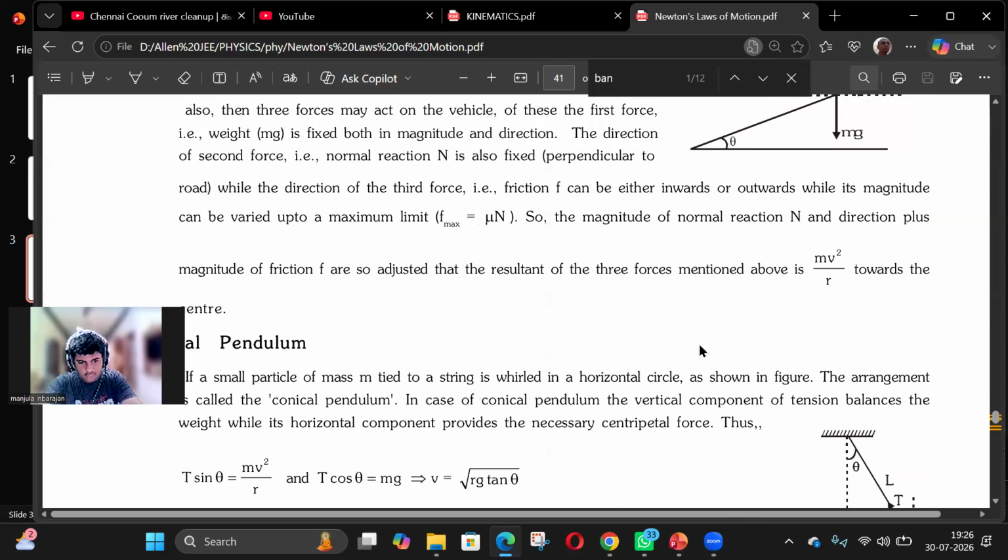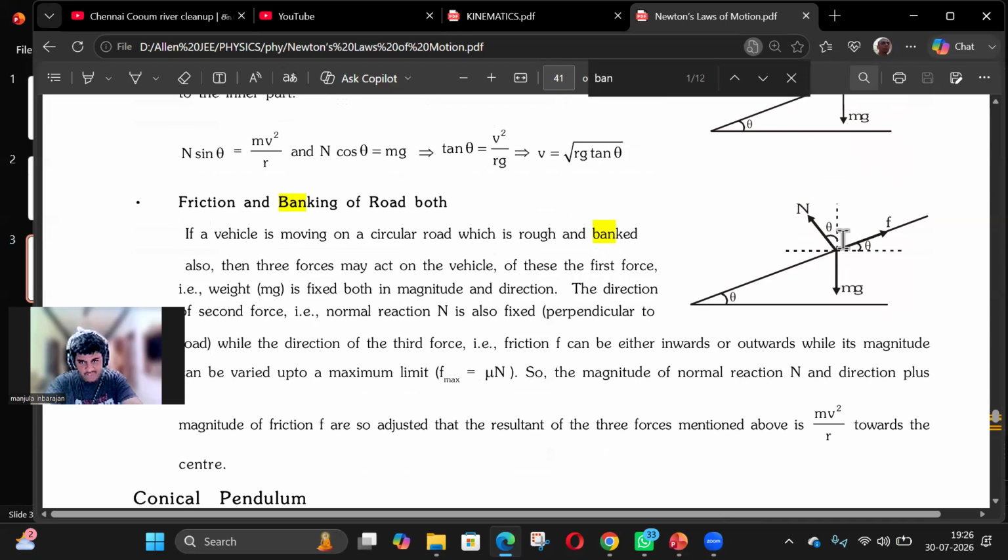See, now another thing is that the direction of this friction can change. If it is going too slow, then the car will try to slide down, right? Like an inclined plane motion. So the friction will be upwards. If the car is going too fast, then the vehicle will try to skid outwards, then the friction force will be downwards. So here we have V min and V max.